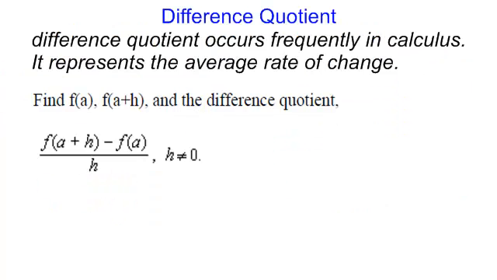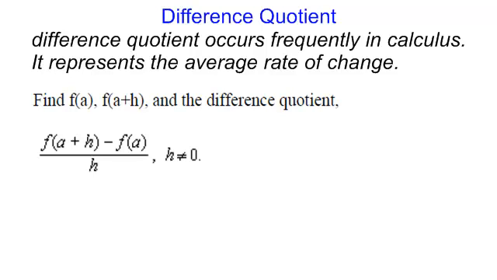Okay, now we're working on the difference quotient. The difference quotient occurs frequently in calculus. It represents the average rate of change. It's sort of a sophisticated slope formula. But remember, life does not occur in lines. Sometimes life is up, and sometimes life is down. So sometimes you can have a positive slope, sometimes you can have a negative slope. But in calculus and now, we will call that the average rate of change.